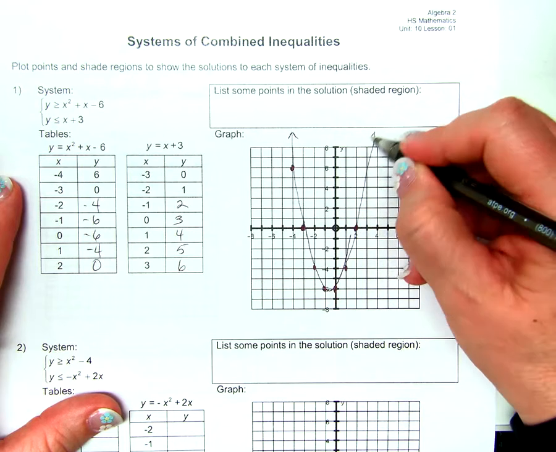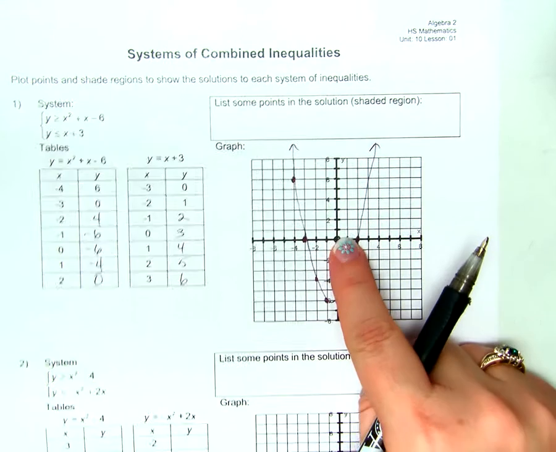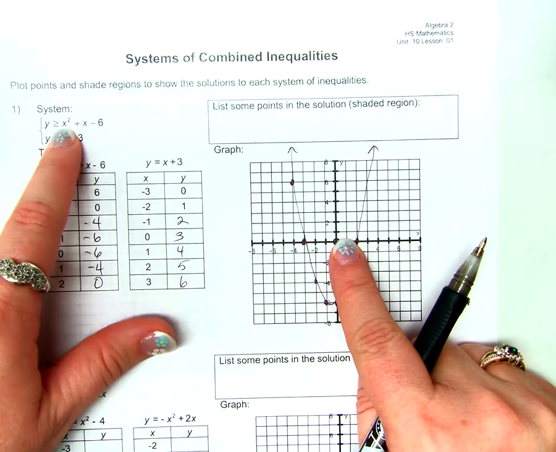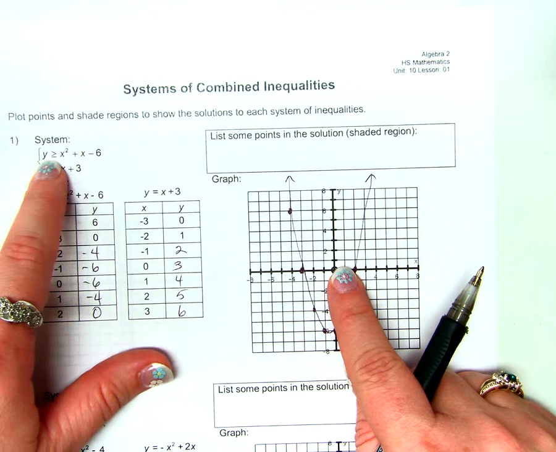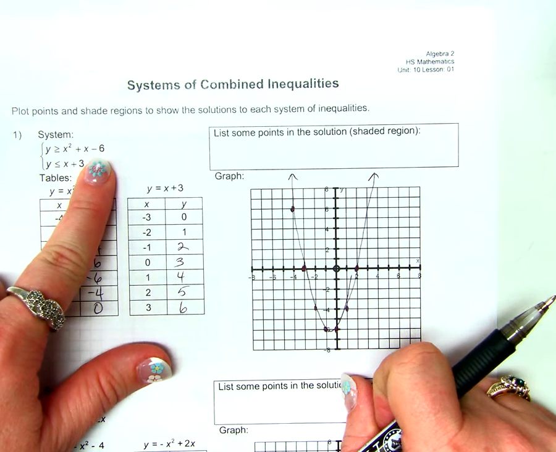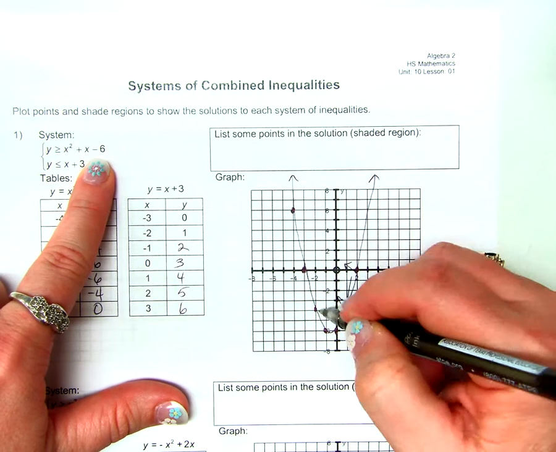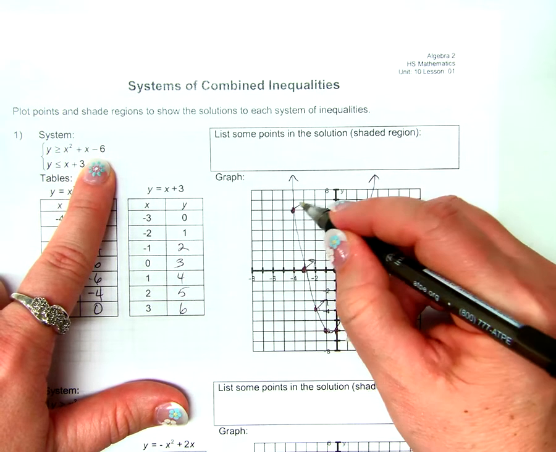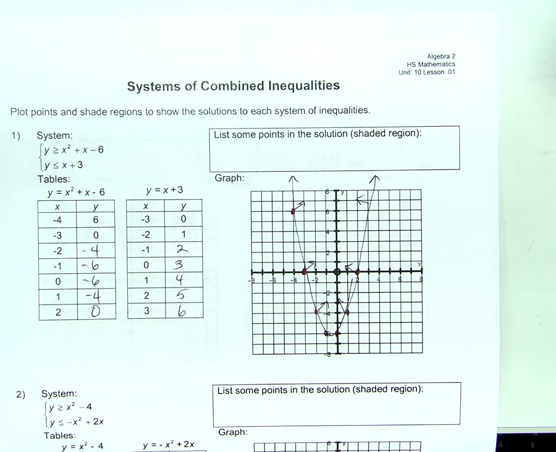How do we decide where to shade? If we choose 0, 0, right? 0 squared is 0, plus 0 is 0. 0 minus 6 is negative 6. 0 is greater than negative 6. Is 0 greater than negative 6? Yes. So I'm going to shade toward that point. So I'm shading inside the parabola, right? But remember, am I actually shading right now? No, I'm just telling myself where I'm going to shade. Okay? What about this one?